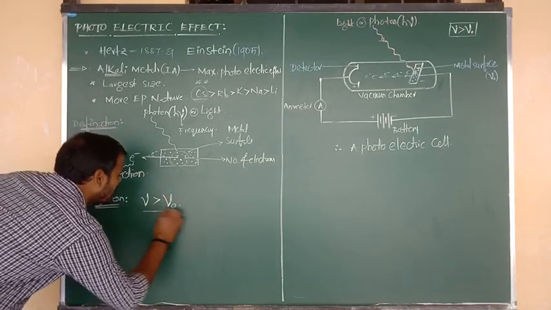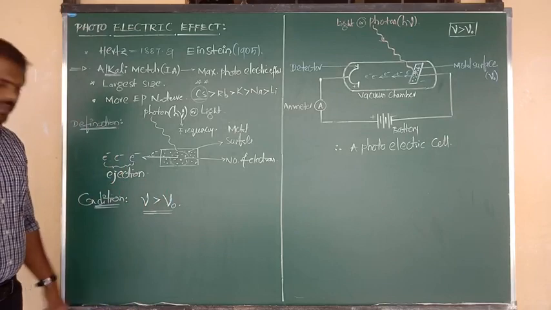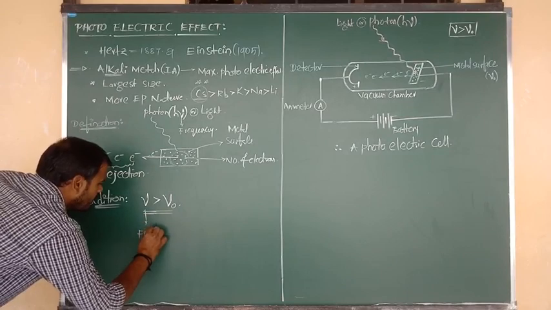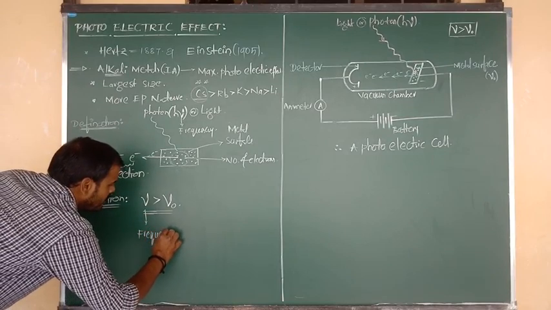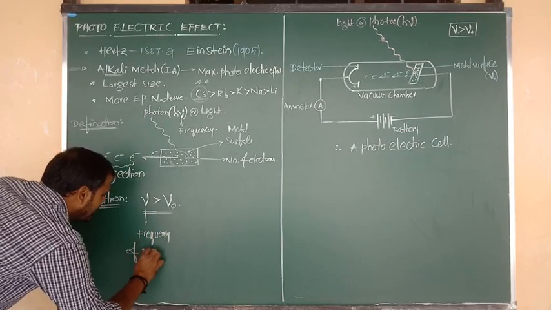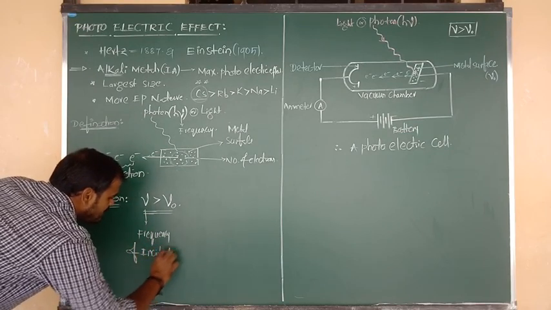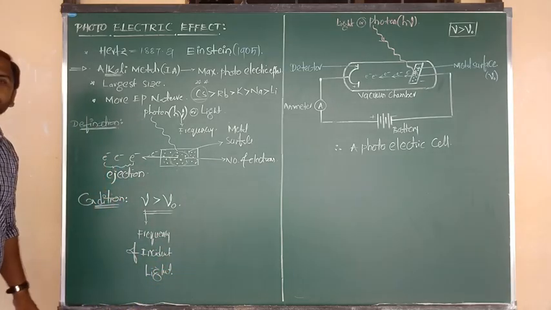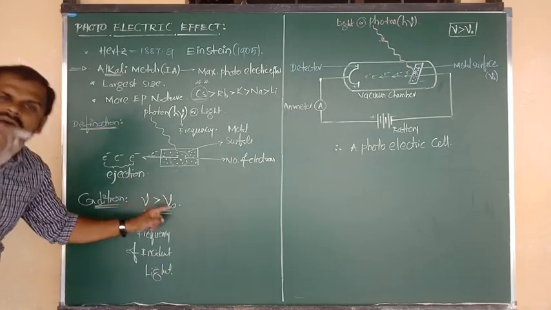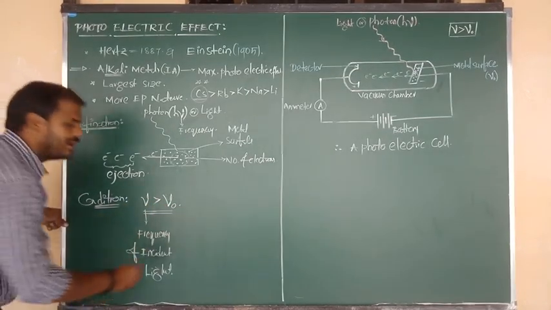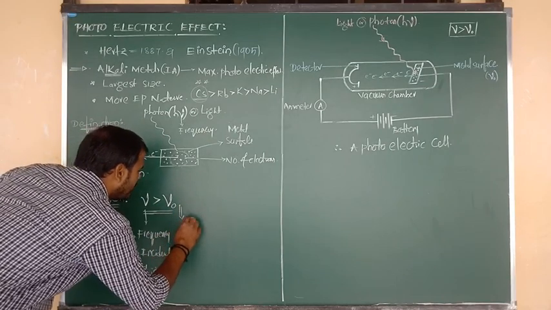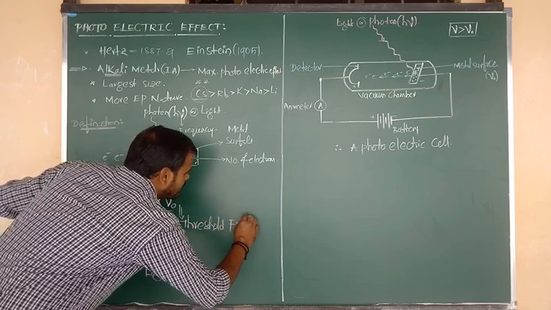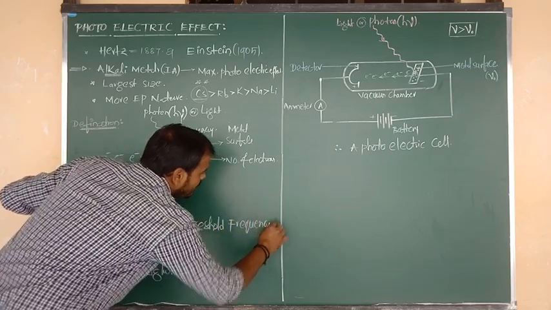Sir, what is meant by nu and what is meant by nu naught? The meaning of nu is the frequency of incident light, and also we can say the frequency of incident photon. Sir, what is meant by nu naught? The meaning of nu naught is the threshold frequency. I hope first time you are hearing this word.